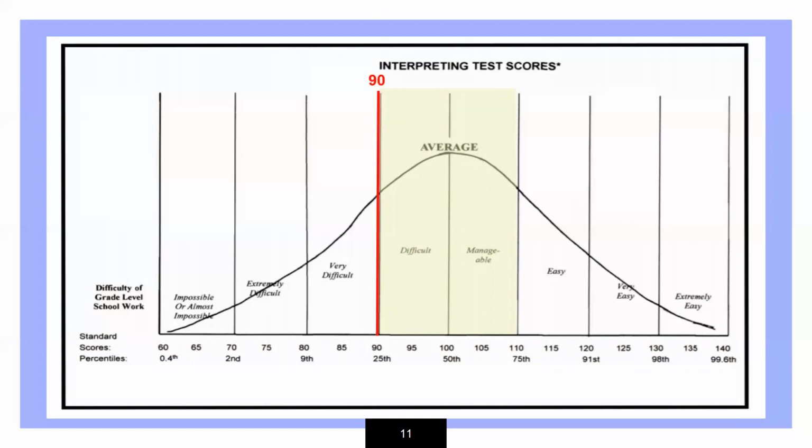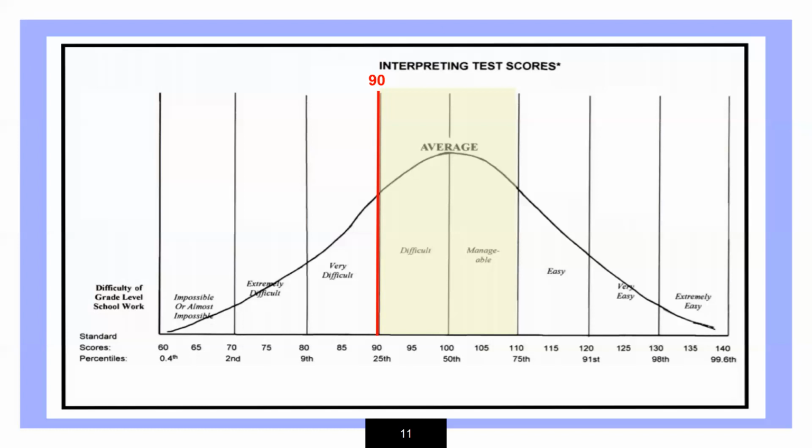So let's go back to that standard score of 90. While yes, that is within my average range, because as I said, if I have a standard score between 90 and 110, that's considered average, well, that actually puts me at the 25th percentile. So I got a standard score of 90, but my percentile on my bell curve shows that I'm in the 25th percentile, meaning I only did better than 25% of my peers. Or we could even look at it as I did less than 75% of my peers.